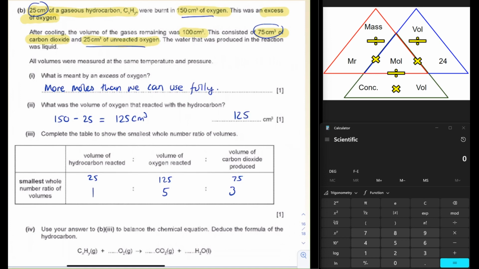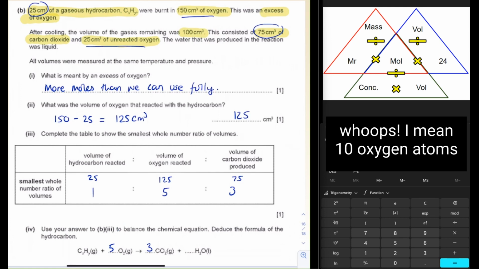Now what we need to do is use our answer to part 3, which is the ratio, to balance the chemical equation. So we've got 1 of the hydrocarbon, we don't need anything there. We've got 5 of the oxygen. We've got 3 of the carbon dioxide. Now we can work out how much water we had, because if we've got 5 oxygens on this side, then that's actually 10 oxygen atoms.